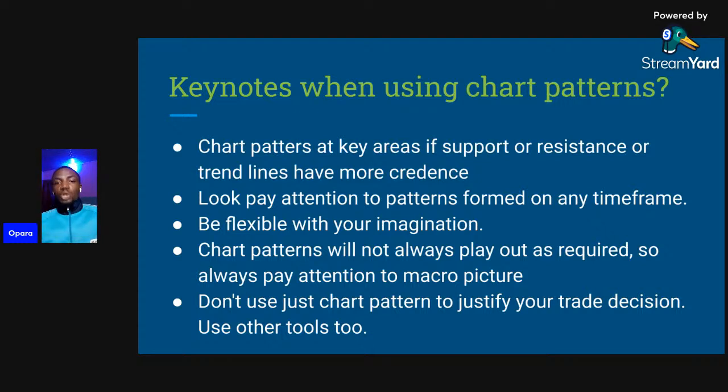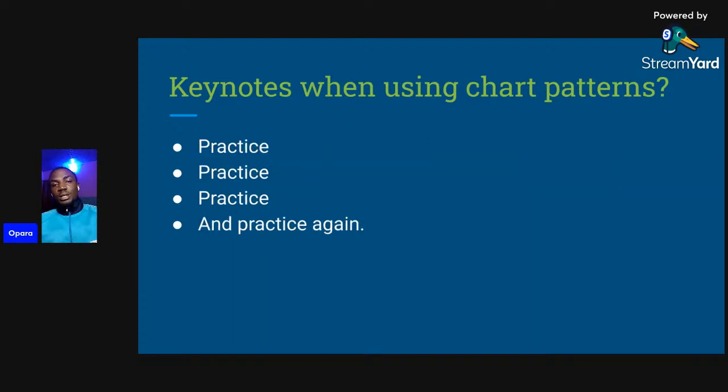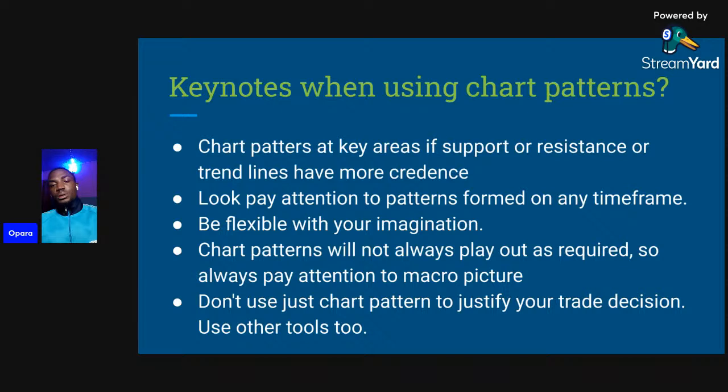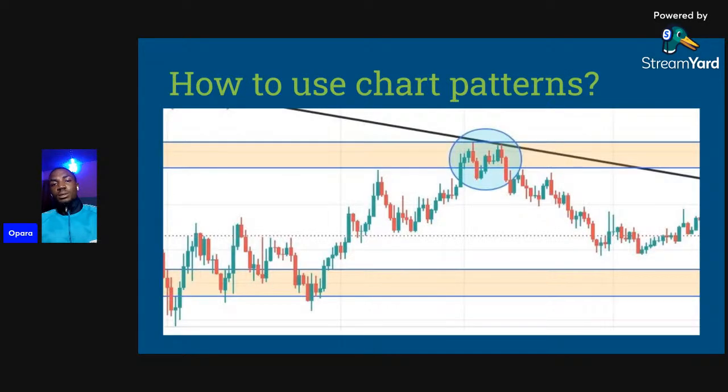The last one we have is do not use chart patterns to justify your trade decision. Use other tools too. Let me go back and explain this one very well. Now look at this part. Look at this particular chart now. Normally, someone would just see an M pattern and say it's going down. But me, I did not just say this coin was going to go down because of just the M. In fact, the M was one of the last things I did. Chart patterns are one of the last things you're going to look at as a crypto trader.